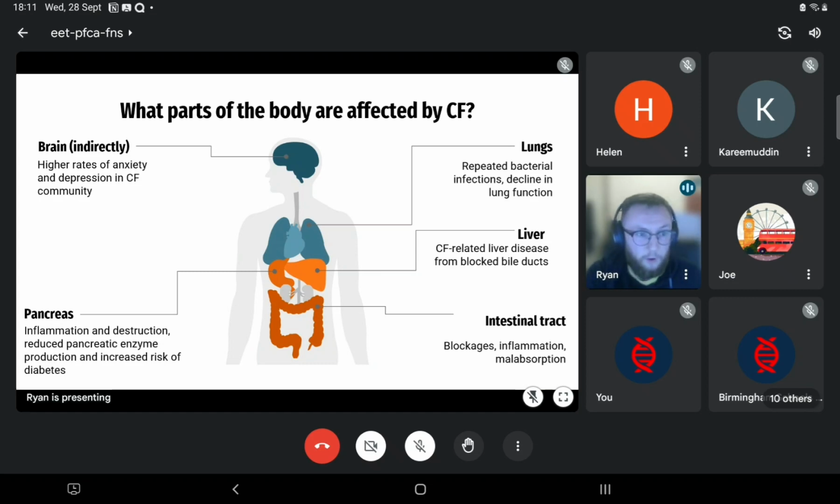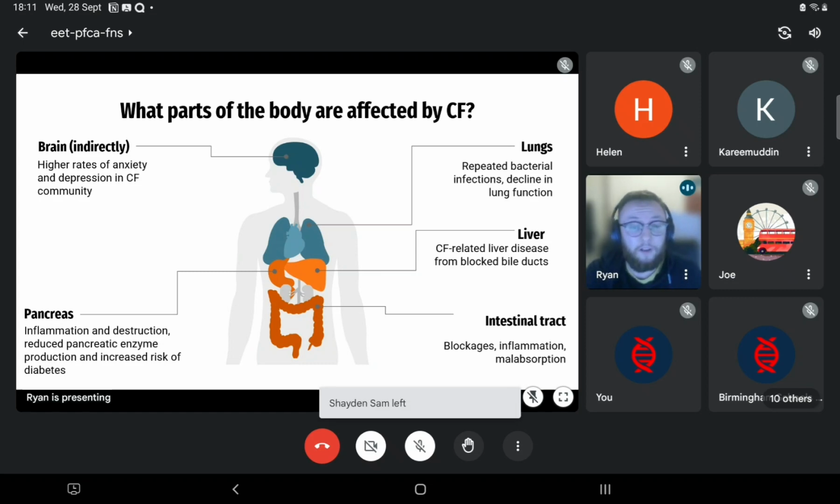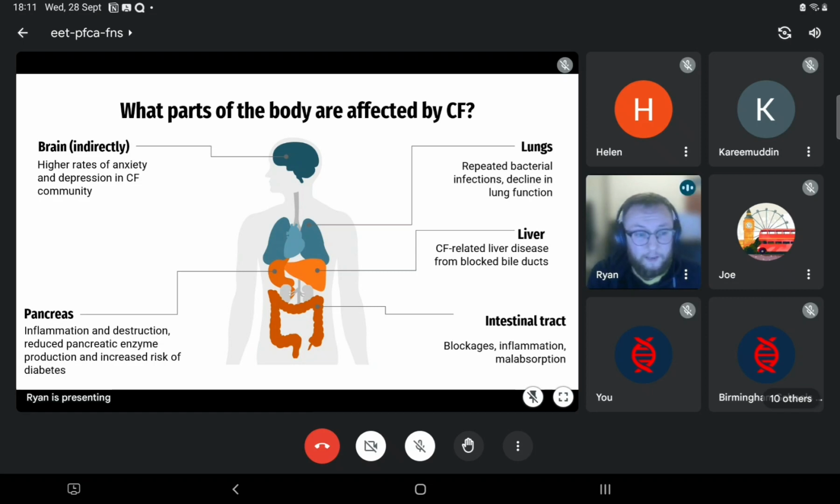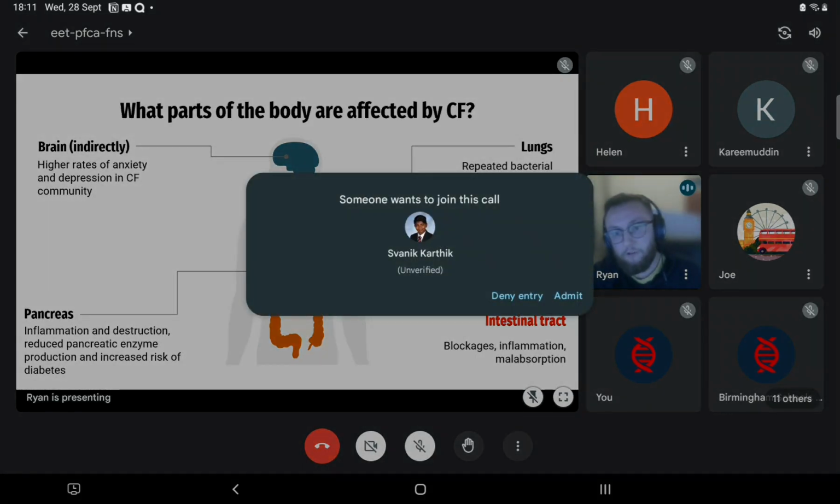And then just to add as well, we do have the brain indirectly, because as you can imagine, these patients that have this disease, it would really get you down having all these ailments and issues across your whole body. So there are high rates of anxiety and depression in the community, which is an issue. But in terms of the intestinal tract, I'll walk you through that in a second.